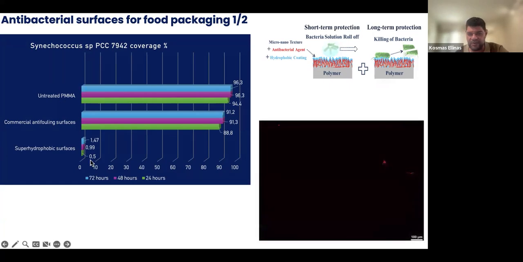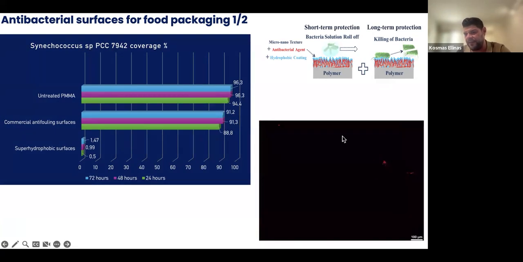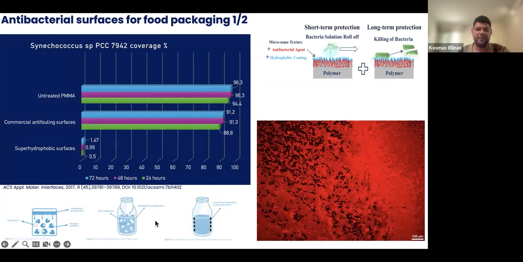And if we want to visualize this result, here is a superhydrophobic surface. You can see only some bacteria as red marks, whereas on the commercial surfaces or the untreated ones, you can see biofilm formation. And of course, this has many applications in commonly used surfaces or food packaging applications.